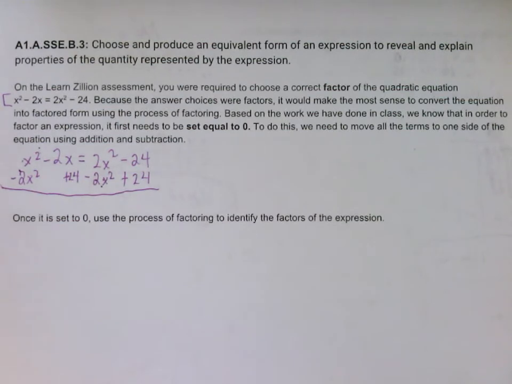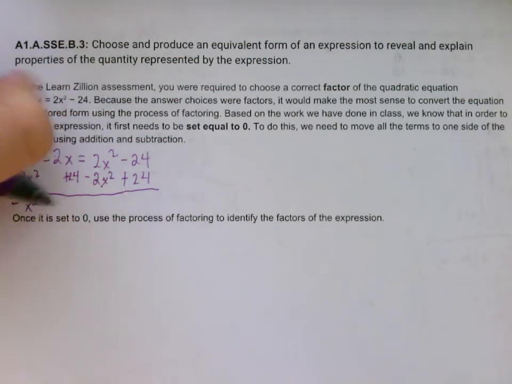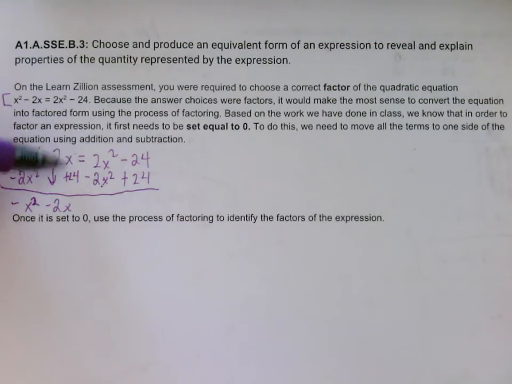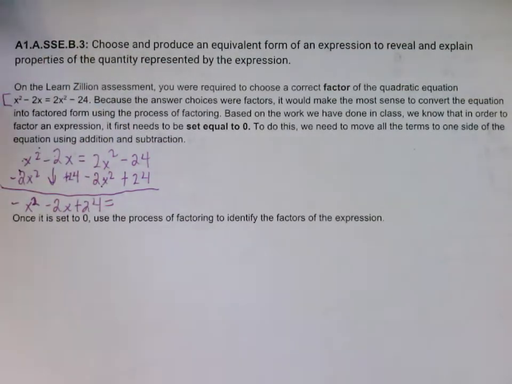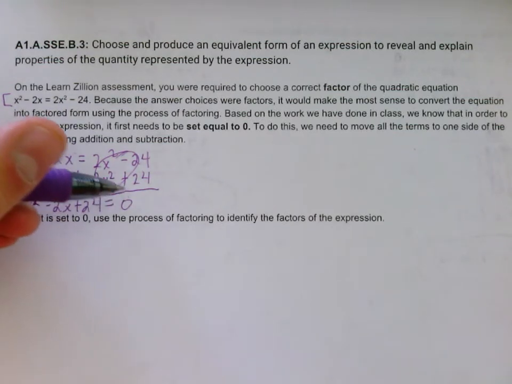And we're going to now create our new equation. So we've got x squared minus 2x squared, which is going to give us a negative x squared. Negative 2x minus nothing is just going to bring us negative 2x. Drop it down. And then we have a positive 24 that we just dropped down, and all of that equals 0. So now we have our equation set equal to 0.